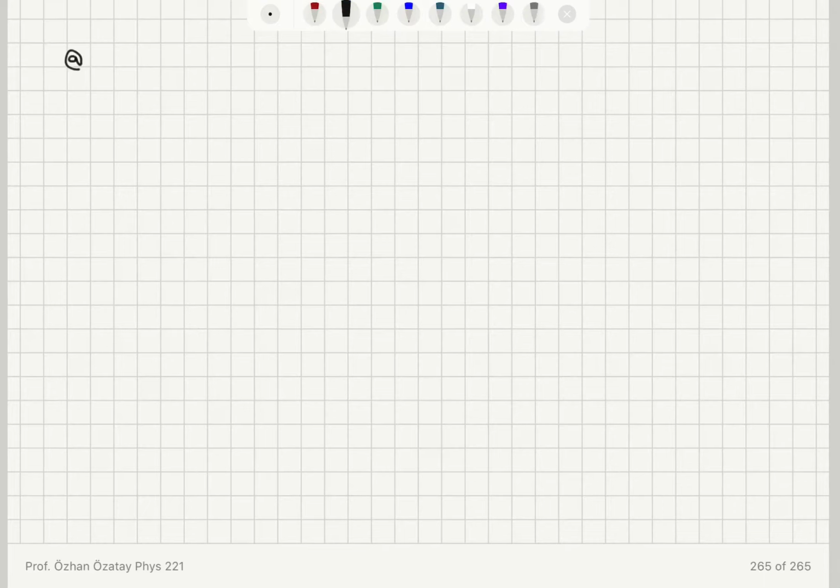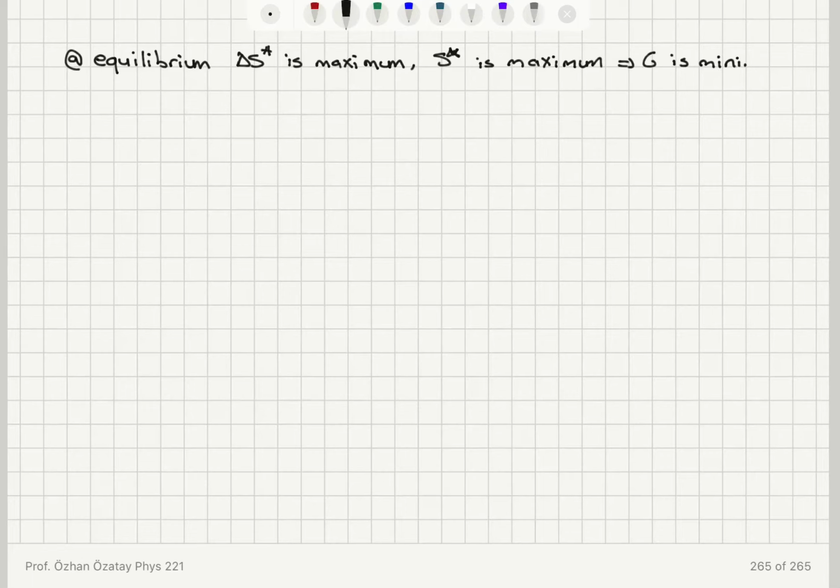At equilibrium, we already know that for an isolated system, the entropy change delta S star is maximum, or we can say that the entropy of the isolated system S star is maximum. And you can see that for the entropy change to be maximum, the Gibbs free energy G must be a minimum.